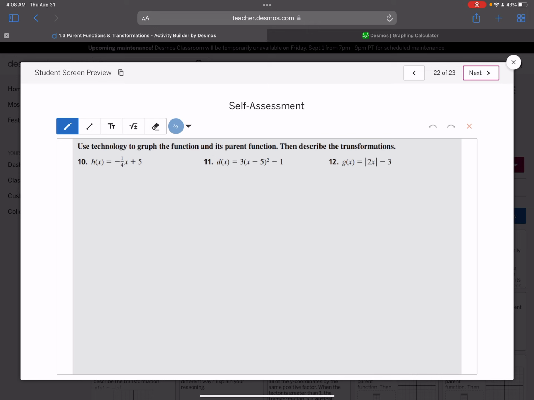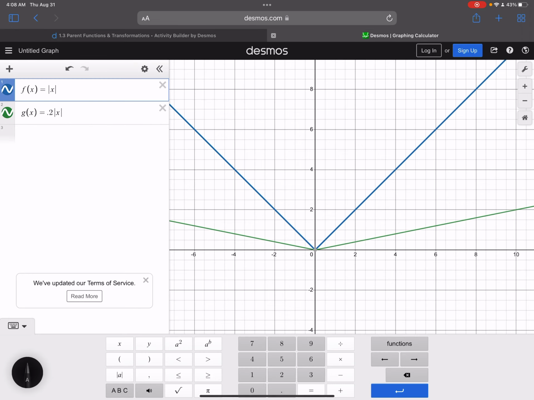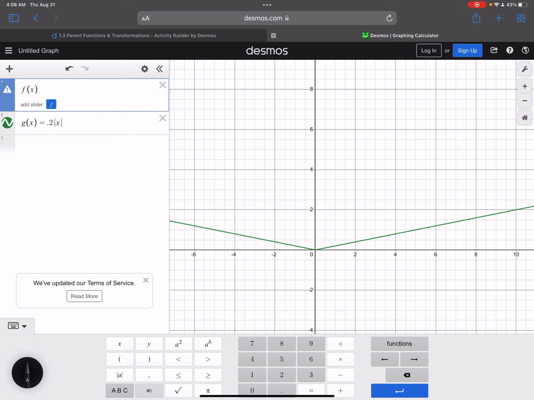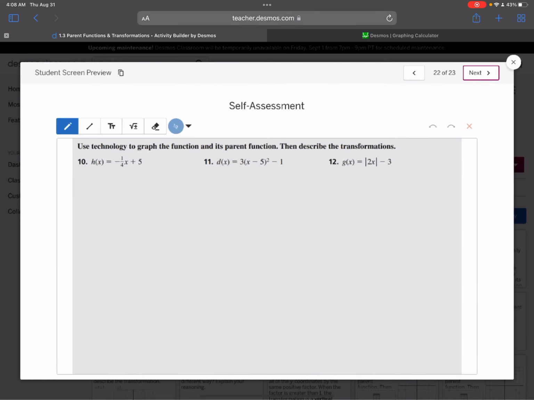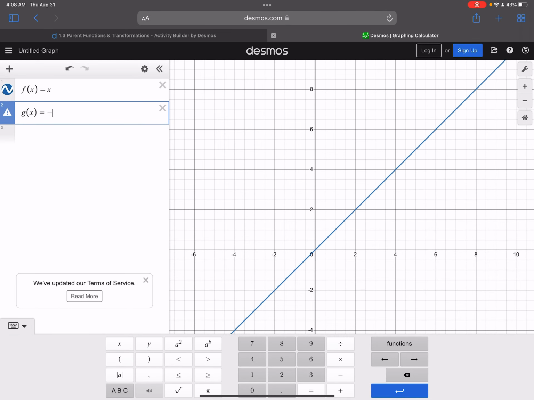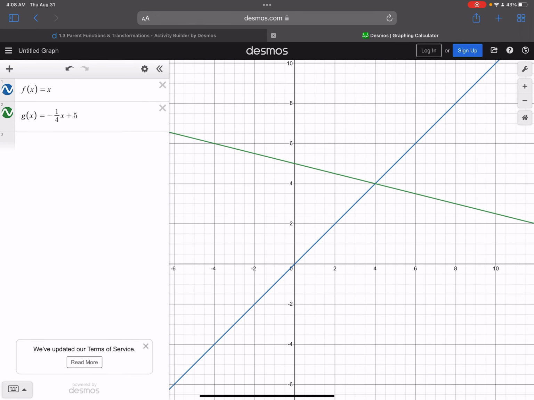All right, self-assessment. So do these problems, pause, and then come back and check. All right, negative 1/4 x plus 5. That is a linear function. That's just got x. So negative 1/4 x plus 5. So this is what my graph looks like.